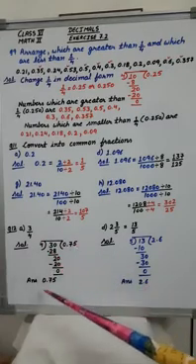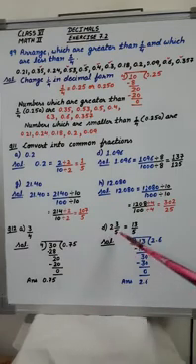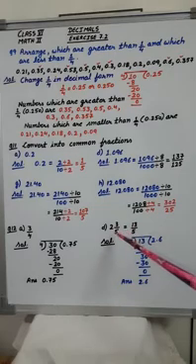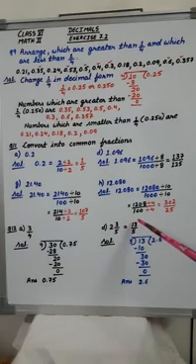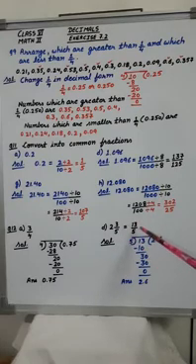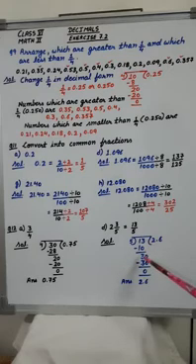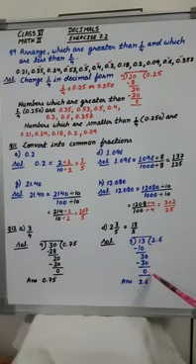So the answer is 0.75. Next one, first change it into an improper fraction. So 5 into 2, 10, plus 3, 13 by 5. Now let's do the division. 5 outside and 13 inside. Now 5 2s are 10. 3 is the remainder. Now 3 is not divisible, so we have to put a decimal and a 0 here. Now 5 6s are 30. Remainder is 0. So the answer is 2.6.